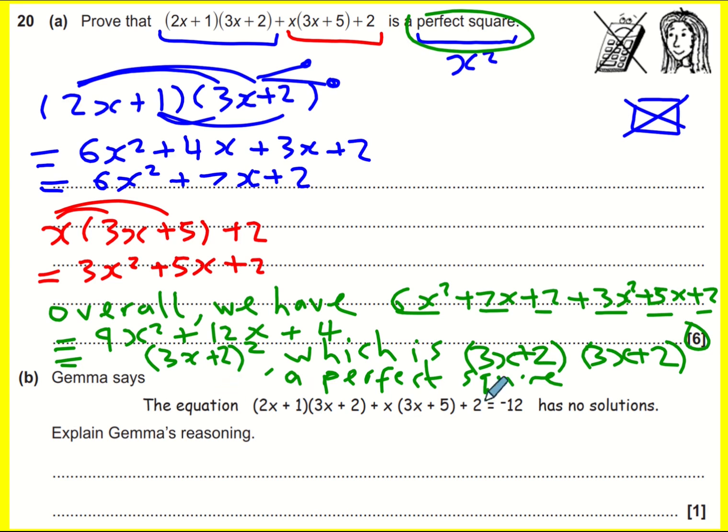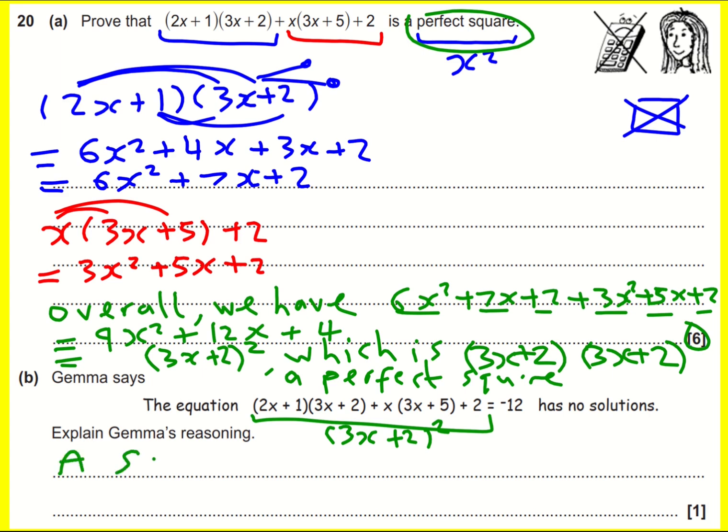Finally, this equation, the thing on the left is exactly the thing we just dealt with, equals minus 12, has no solutions. Explain Gemma's reasoning. Well, she's just shown, we need to use part A. She's just shown that this thing on the left is actually 3x plus 2 squared. And the key thing is that that will always be positive. I can't square a number and get a negative. So the fact that we've got something that's positive on the left-hand side and something that's negative on the right-hand side means there's no solution. So explain Gemma's reasoning.